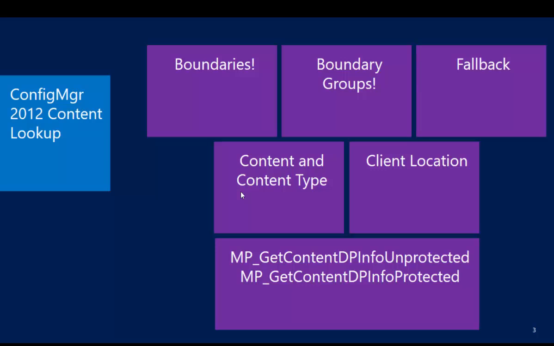As clients are assigned to boundaries, and those boundaries are in boundary groups, that will have the effect of either returning one set of distribution points that are in your preferred distribution point list, or, if you don't happen to be in a boundary where there are local preferred resources, it puts us into a fallback scenario, which will return another set of distribution points. There's certainly content and content types that are supplied when looking up content, and the location of the client, if it has changed geography. That's part of content lookup.